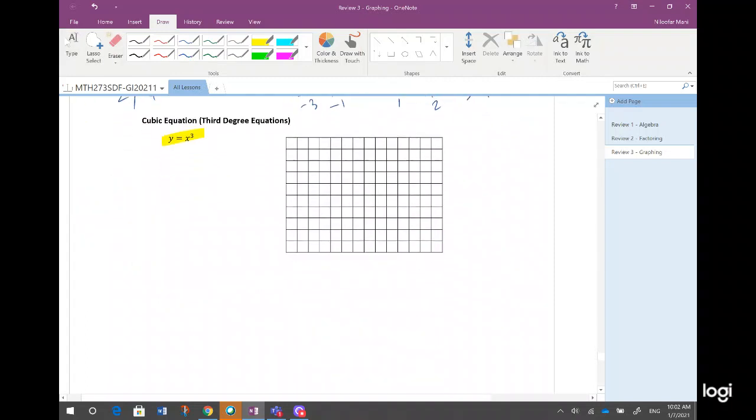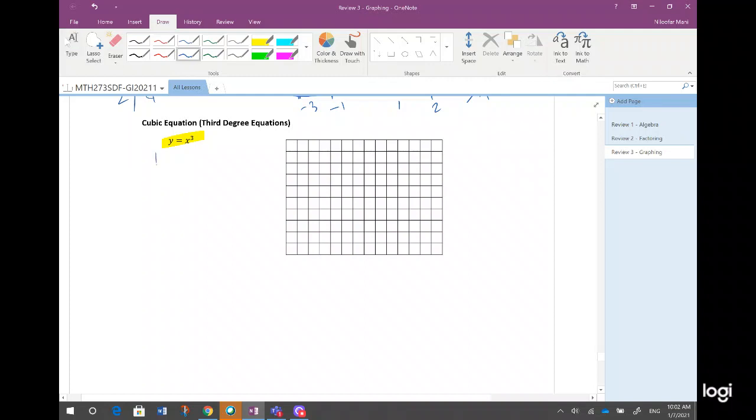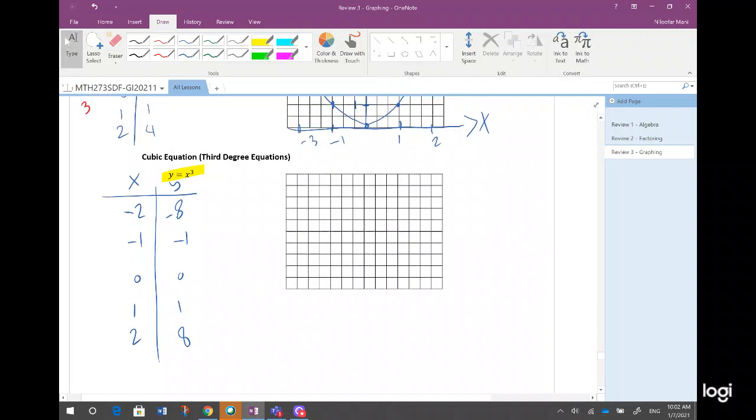So how about this one? Again, the graph passes through 0 and 0. So I can choose x equal -2, -1, 0, 1 and 2. So -2 cubed is -8, then -1, 0, 1 and 8. Do I have negative and positive on x? Yes. Do I have negative and positive on y? Yes. So I need to show all 4 parts.